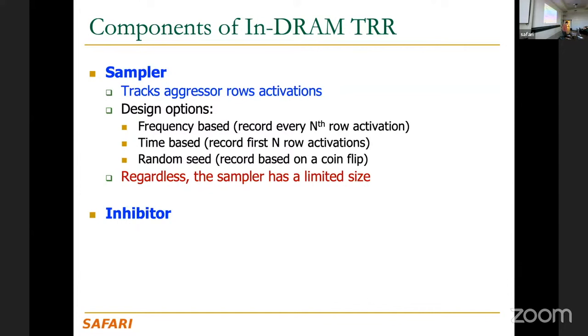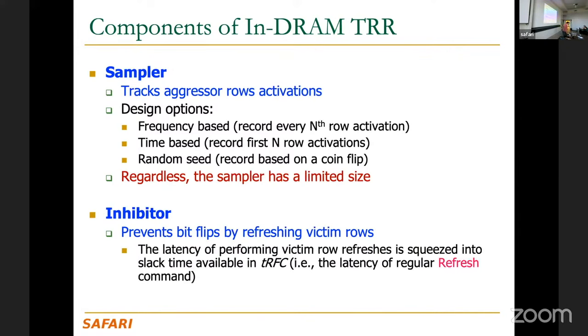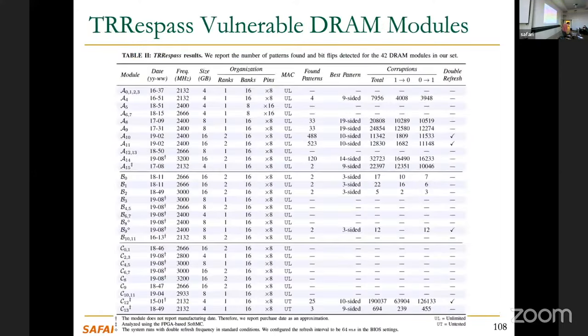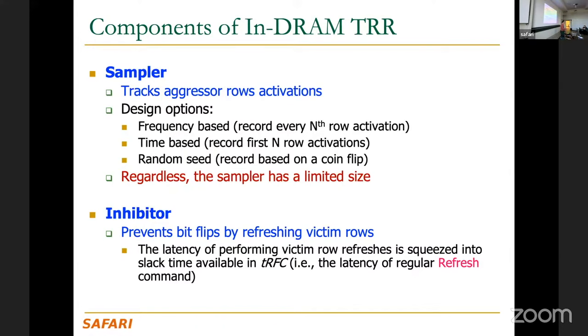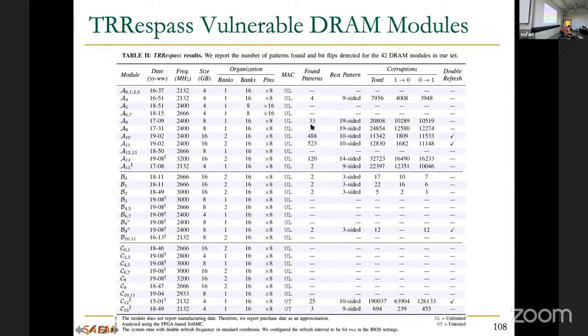The inhibitor takes action based on what's discovered by the sampler. It basically prevents bit flips by refreshing victim rows. And as I said, the latency of performing victim row refresh is squeezed into slack time available, as we discussed earlier, in the refresh command. So if you understand this enough, you can actually develop an attack. And that's what we did.